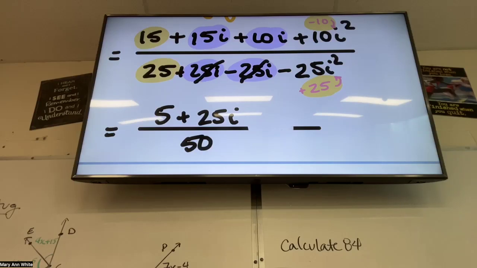I put it down to here. Do you guys get here? Should you go further? What else can I do to this? Factor out 5. I can take out a 5. Kind of like that triangle simplifying. I don't know if it was last class or you guys that have been worried about the triangle simplifying. But if I have something both the same on top and bottom, I'm going to simplify that out. So that becomes 1 plus 5i over 10.